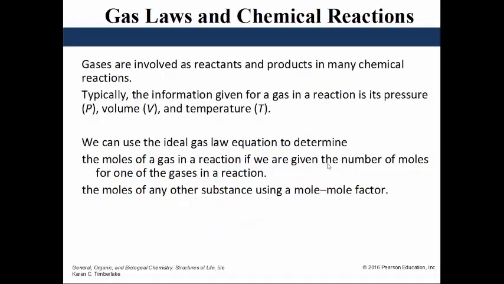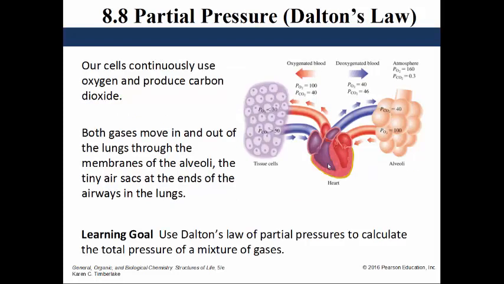Alright, now we'll talk about the gas laws and chemical reactions. Gases are involved as reactants and products in countless chemical reactions. And typically the information that's given for a gas is its pressure, volume, and temperature. You can use the ideal gas law to determine the moles of the gas in the reaction, as long as you're given the number of moles for one of them, and then find the moles of the other substance using the mole-mole ratio.